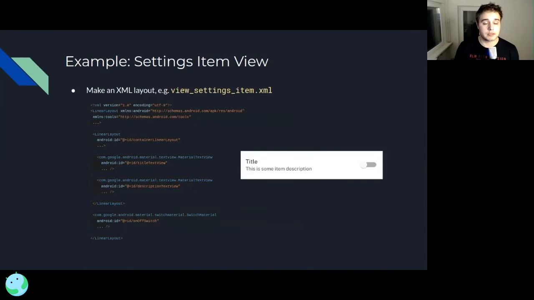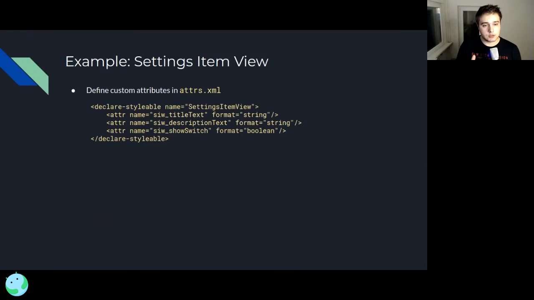So this is how you would actually implement it. And this is the example I want to show you for the most use cases that you are actually going to need. First, you can simply make an XML layout for that view. I don't know if the code is big enough to see, but basically here I have a linear layout that contains a title, a description, and a switch. It's the same thing as you would do with your own views. You can define custom attributes, so you can change the title text, the description text, and whether to show the switch or not. You can specify them so you can control them directly from XML without having to go to the API.